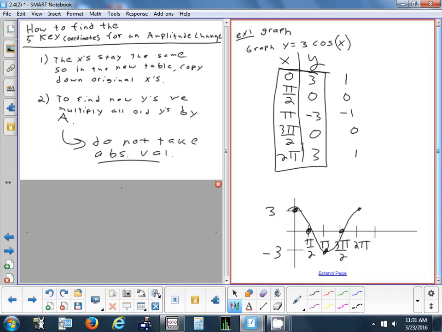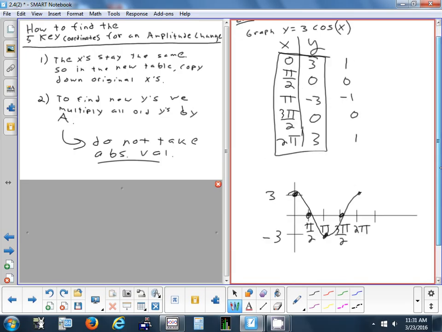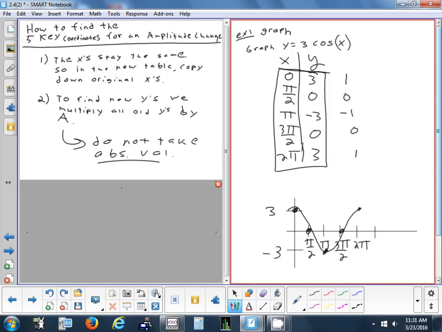You're going to notice today a lot of the graphs are going to look the same. For example, if you wanted me to sketch 6 cosine x, I would use that exact same picture. The only thing I would change is I would make that 6, and I would make that -6. Now that's the graph of 6 cosine x. So that's what we're going to do a lot today. The picture's going to look the same. We're just going to change our scale, how we label it.